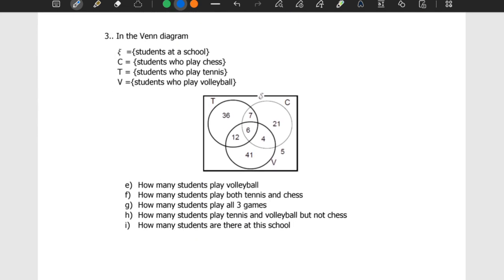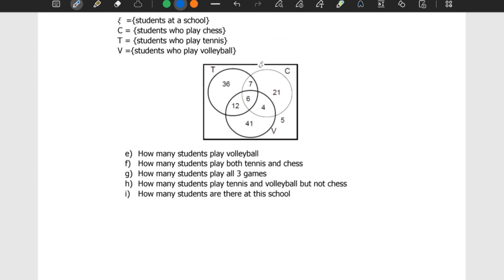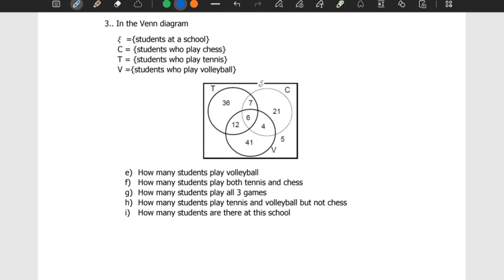Then we get to the next question. It says, in the Venn diagram, the universal set are students at a school. C are the students who play chess. T are students who play tennis. V are students who play volleyball. How many students play volleyball?